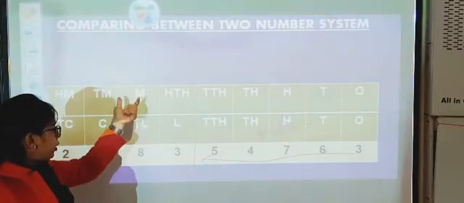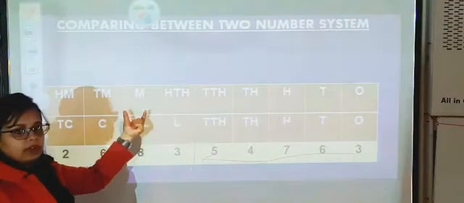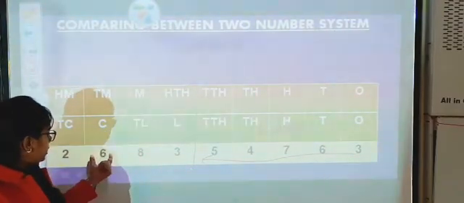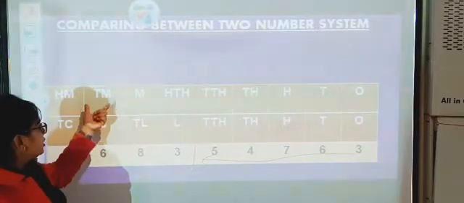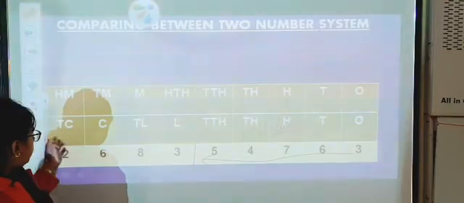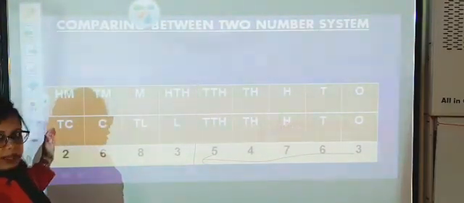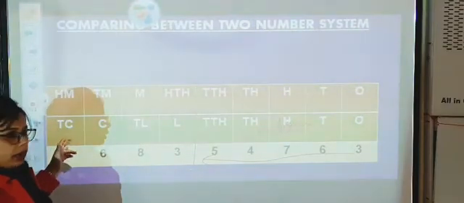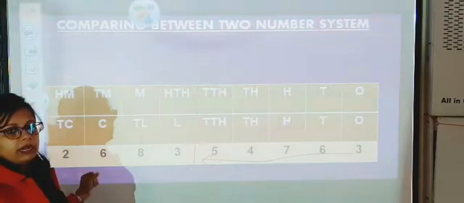For a 7-digit number we have 10 lakh, and in the international system we have million. For an 8-digit number we have crore in the Indian number system, but in the international number system we call it 10 million. Then for a 9-digit number, according to the Indian number system we call it 10 crore, but in the international number system we call it 100 million.